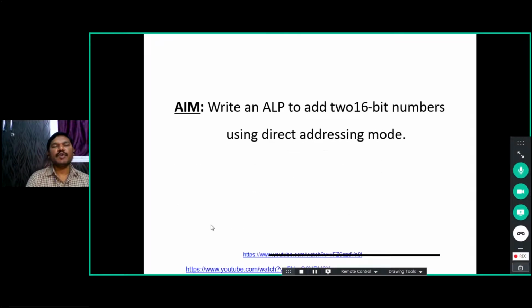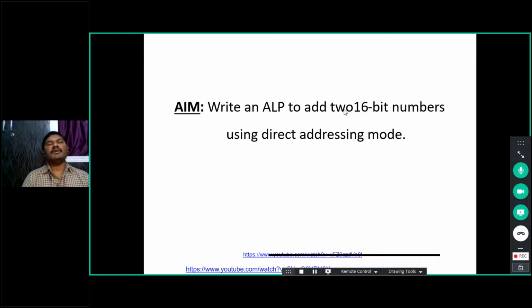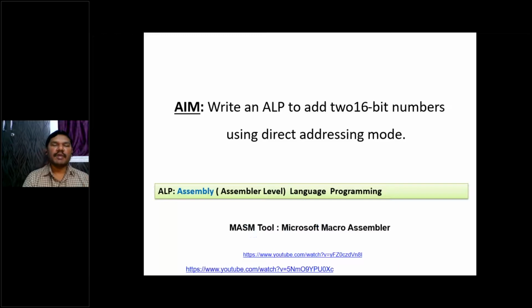For every program we have to write an ALP, for example, to add two 16-bit numbers using direct address mode, or write an ALP to subtract two 16-bit numbers. Like that we have to write an aim. For every experiment we should know what the aim of the program is. This program will be written in ALP language. ALP stands for Assembly Level Language Programming.